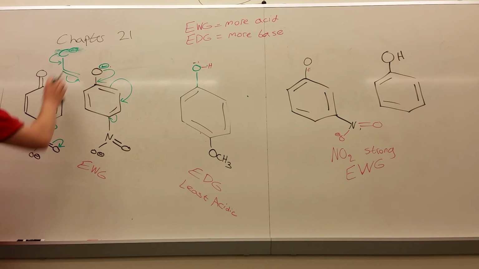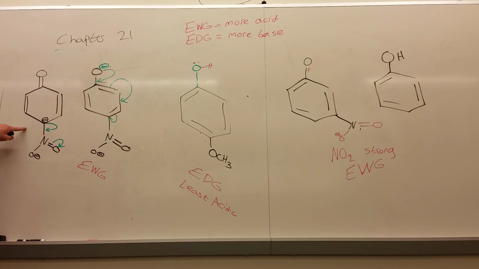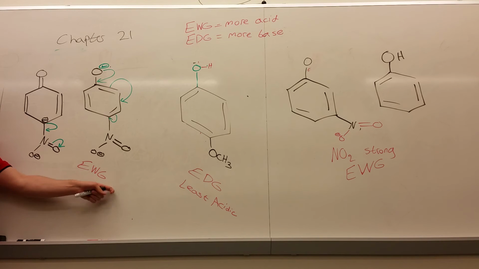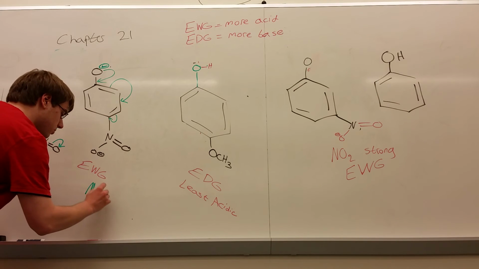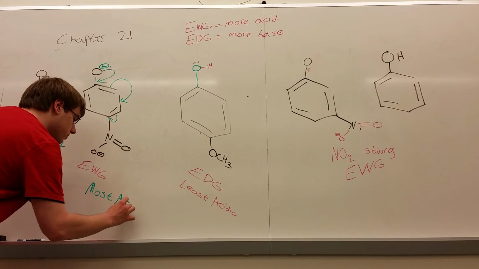Same exact thing. And so having an NO2 in either the ortho or the para position will help stabilize your conjugate base. So we know that at the very least, this is probably a very stable conjugate base, and stable conjugate bases mean strong acids. So this might be the most acidic, but let's see what number 3 has to do before we say that for sure.